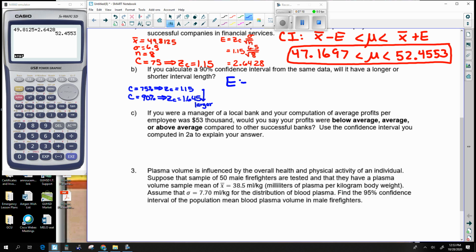So E in this situation is ZC sigma divided by the root of N. And so ZC just got larger. ZC is a multiplication number. So if I multiply by a big number, my answer is also going to get big. So the E is also going to get larger.